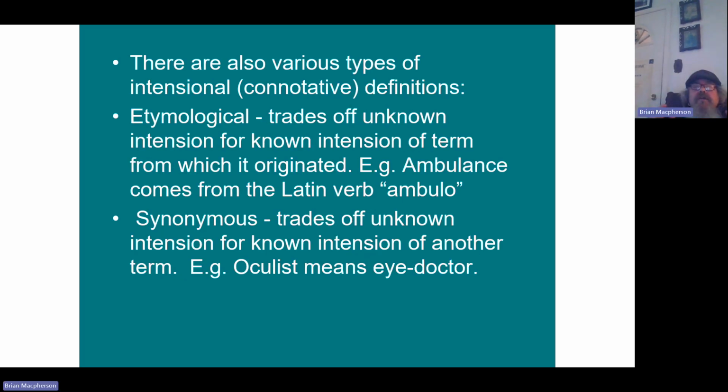Okay, so just as there are different kinds of extensional definitions, there are different kinds of intensional definitions. For example, there are what are called etymological definitions. Basically, it trades off an unknown intention for a known intention of a term with which it originated. So, to make a long story short, an etymological definition gives you the roots of a term that you're looking at, the linguistic roots. For example, I could say that the word ambulance in English comes from the Latin verb ambulo, which means to walk in Latin, right? So etymological definitions look at the roots of terms.